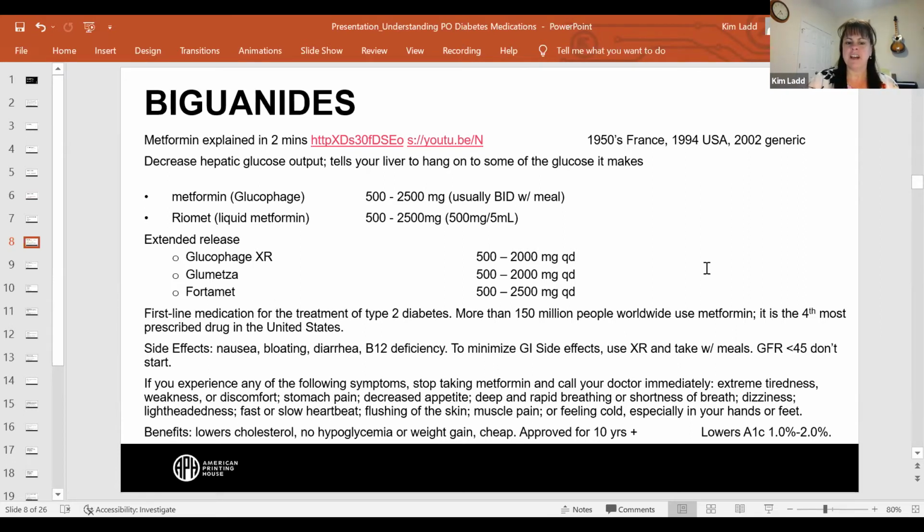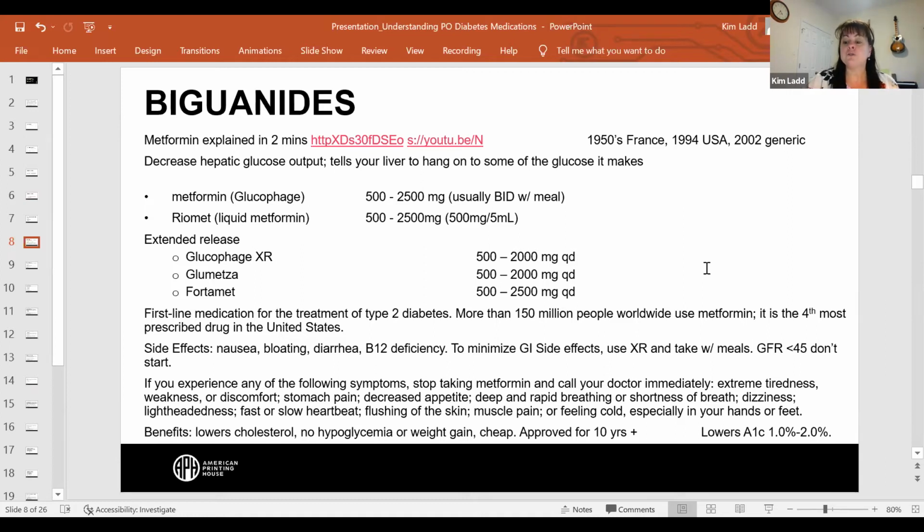All right, another side effect of metformin is B12 deficiency. So that's something that your doctor can check with blood work and things like that. If you experience any of these symptoms, which are severe side effect symptoms, you need to stop taking the metformin and call your doctor immediately.